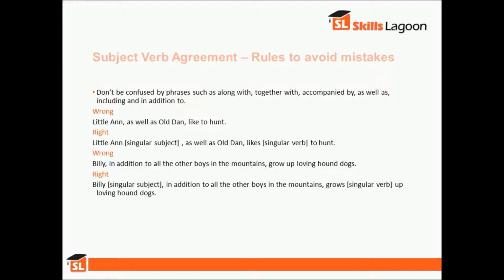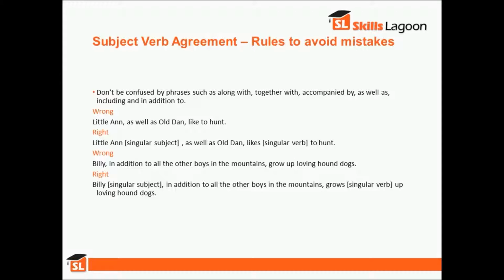Before we discuss this, we saw each of the members. Notice there are some other words, some of the members, many of the members. In that case, the verb will be plural. Coming to this, don't be confused by phrases such as along with, together with, accompanied by, as well as, including, and in addition to. These phrases are called additive phrases because they are used to add items or merge one or two items together.